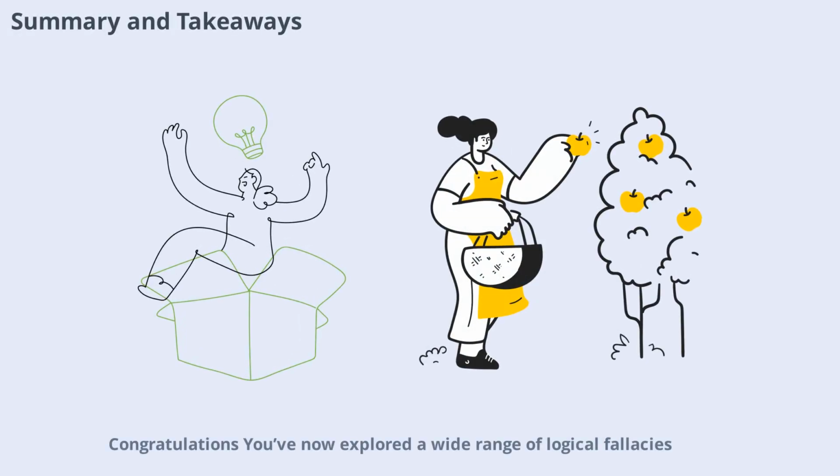Congratulations, you've now explored a wide range of logical fallacies, from ad hominem attacks to appeals to popularity and complexity. Understanding these common errors in reasoning will help you think more clearly, argue more effectively, and spot weak arguments in everyday life. Remember, the key to critical thinking is to evaluate ideas based on evidence and logic, not just emotions, popularity, or tradition. Keep practicing these skills and you'll become a more persuasive and insightful thinker.